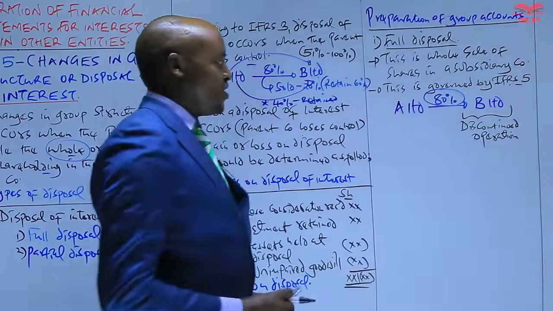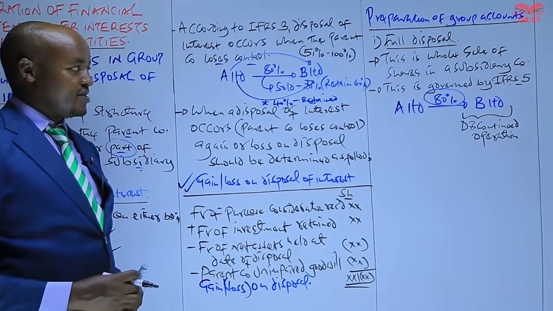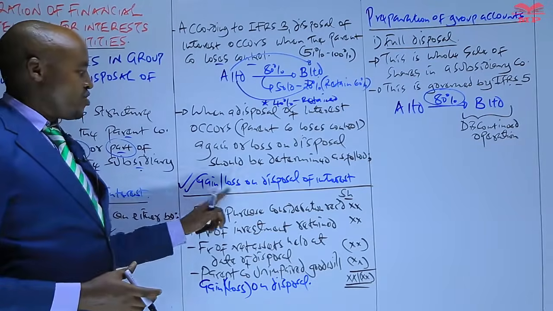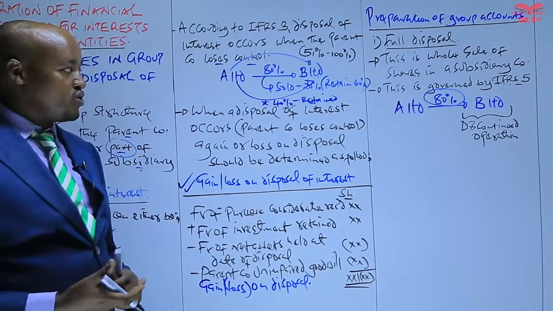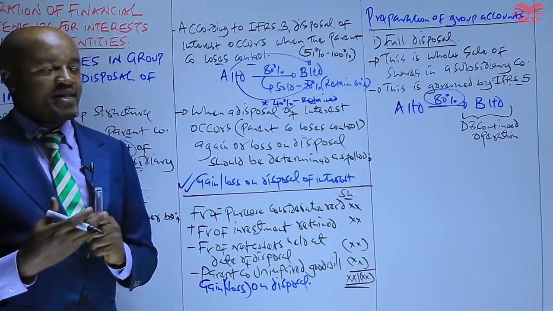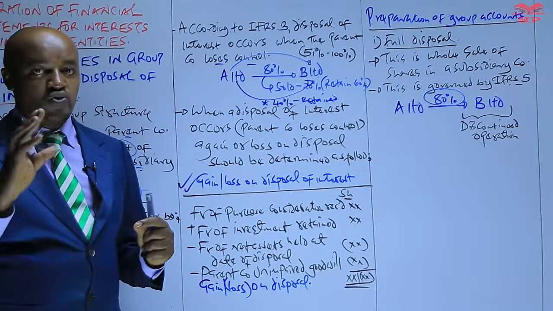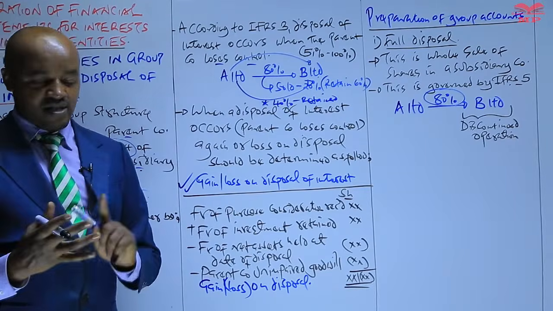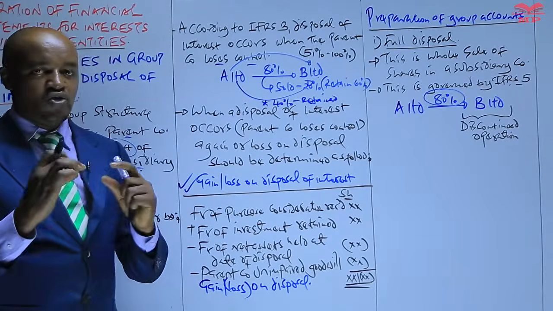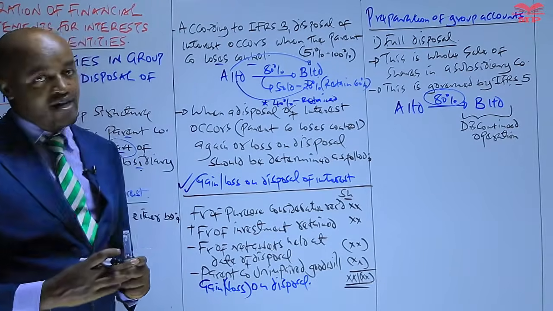and should be accounted for in accordance with what? In accordance with IFRS 5. So what IFRS 5 requires is that the parent company should, number one, determine the gain or loss on disposal, and number two, determine the gain or loss reported by that discontinued operation. Those two items, the gain or loss on disposal of interest and the profit or loss from the discontinued operation, should be recognized as separate items in the consolidated income statement.